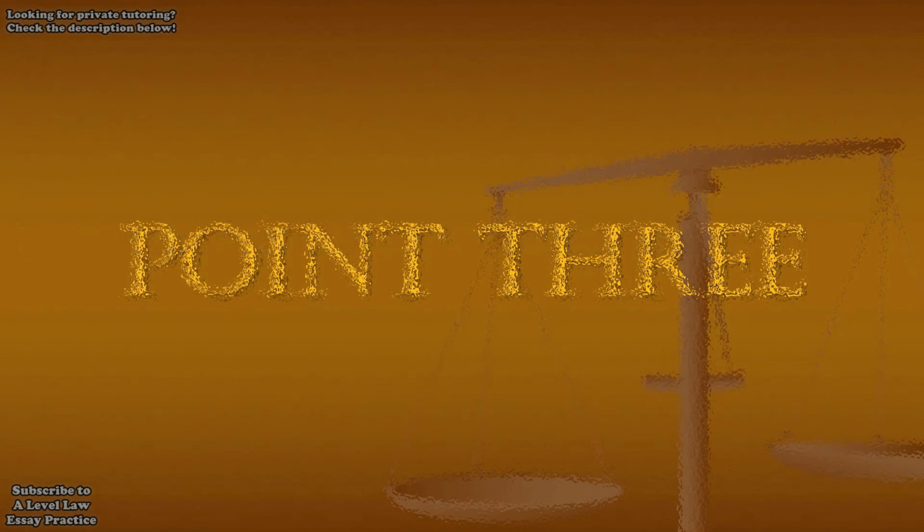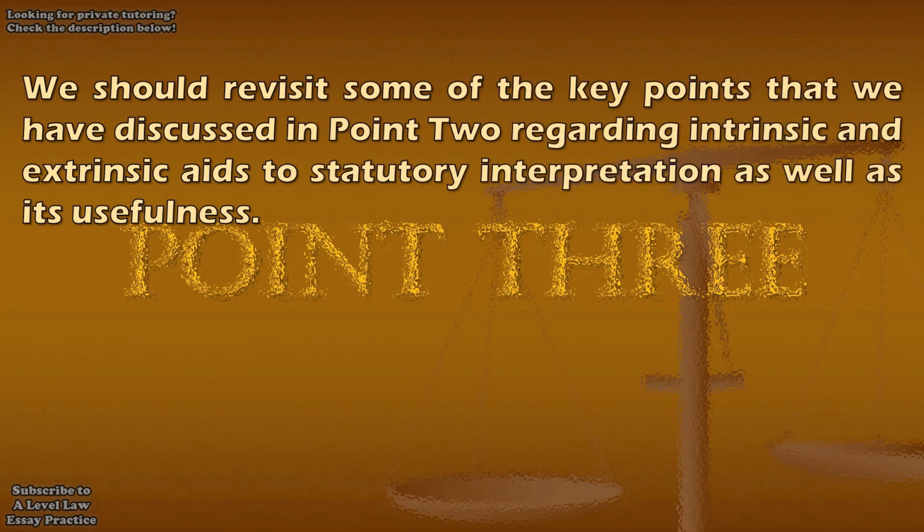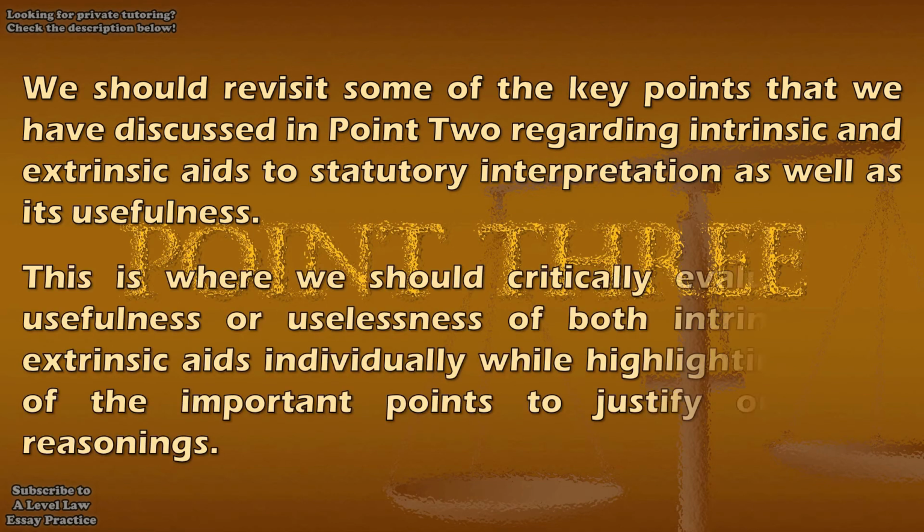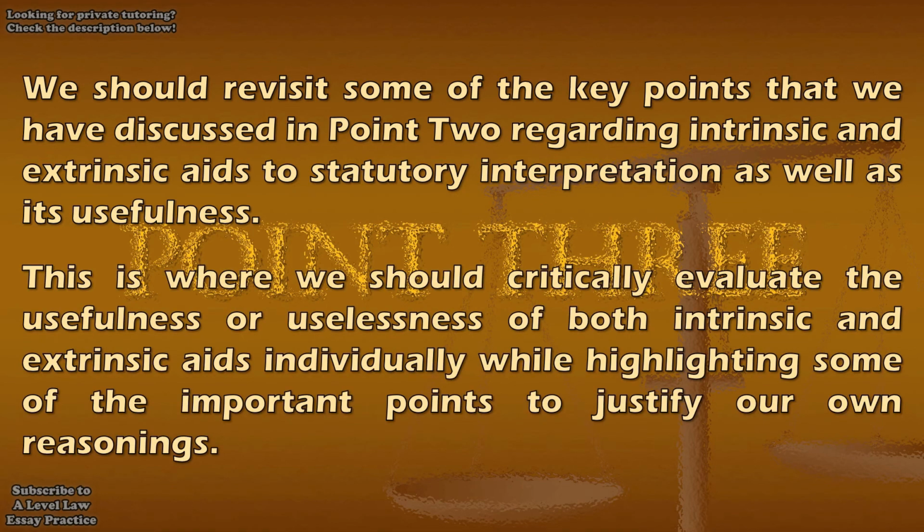Therefore, in this part of the essay, we should revisit some of the key points that we have discussed in point 2 regarding intrinsic and extrinsic aids to statutory interpretation, as well as its usefulness. If we didn't mention much about its usefulness or uselessness in point 2, then this is where we should critically evaluate the usefulness or uselessness of both intrinsic and extrinsic aids individually, while highlighting some of the important points to justify our own reasonings.